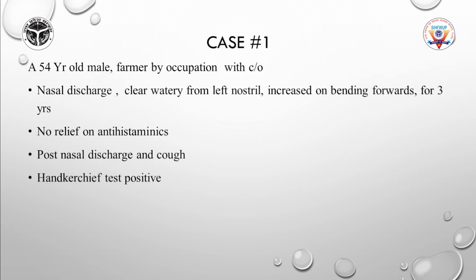So this is one case that I presented at Rhinocon recently, in Bikaner. This is a 54-year-old male, a farmer by occupation, with complaints of clear watery discharge from the left nostril, increased on bending forwards, for 3 years. He was an old male, and his son brought him from an ophthalmic surgeon. He was having continuous dripping, but it was not so much anterior as posterior, and he was having recurrent cough. There was no relief on antihistaminics. He had suffered from meningitis also. Post-nasal discharge and cough were there. I asked his son about the handkerchief test, and he said it becomes very soft.